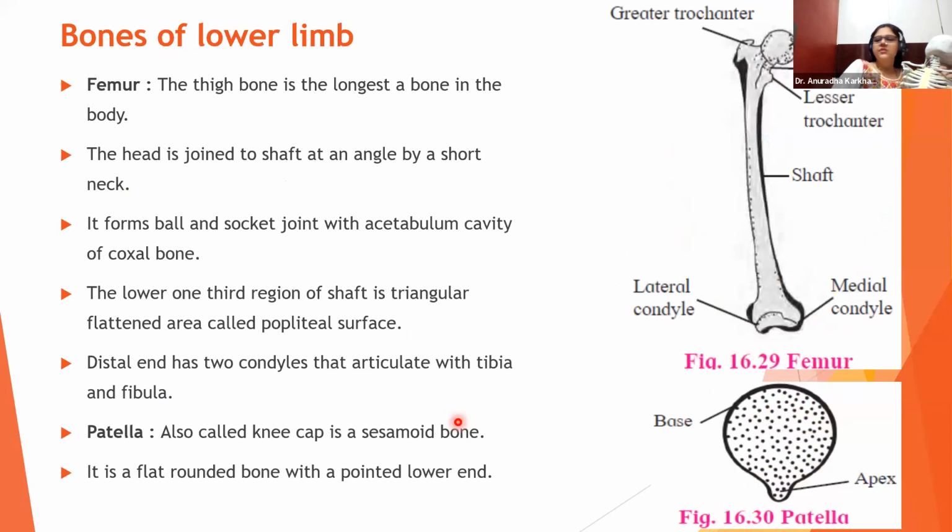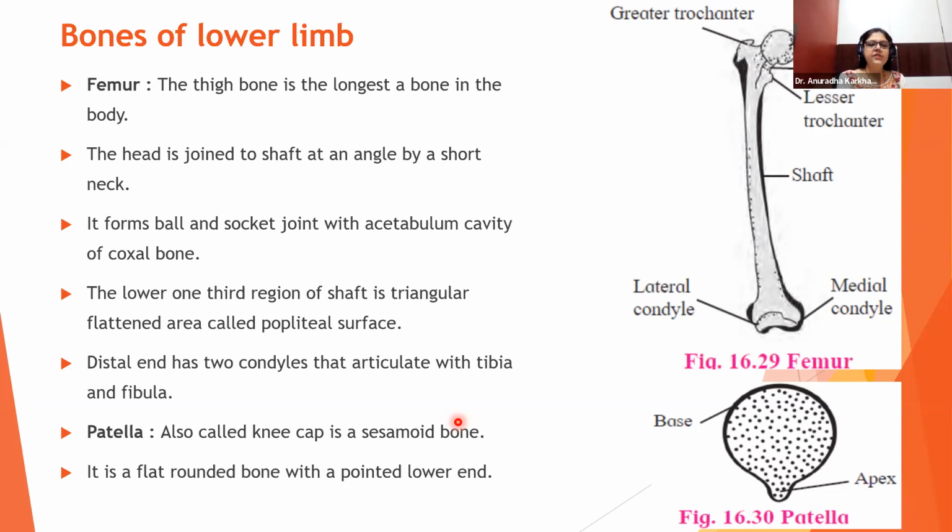Bones of the lower limb, just like our hand, similarly they have described the leg. The thigh bone is the longest bone in the body. The head is joined to a shaft at an angle by a short neck. It forms ball and socket joint with acetabulum cavity of the coxal bone. So the acetabulum cavity I showed you, this thigh bone is going to join with it.